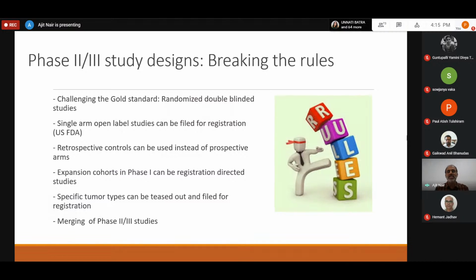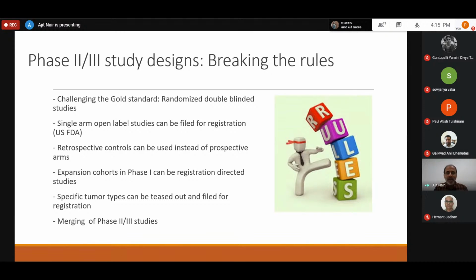Oncology development as such, and from a regulatory perspective also, generally breaks all rules, right? Like I said, oncology is a special indication because the type of patients you're dealing with are terminally ill patients, for which you really cannot follow standard rules. You have to break the rules, right? So one of the key things where oncology breaks the rules is challenging the gold standard.